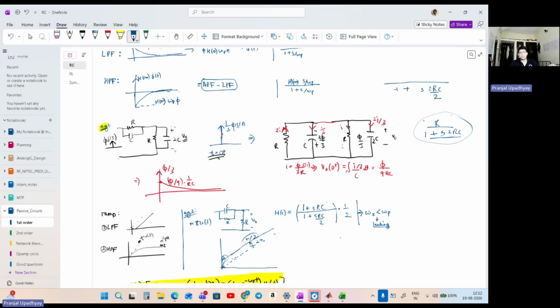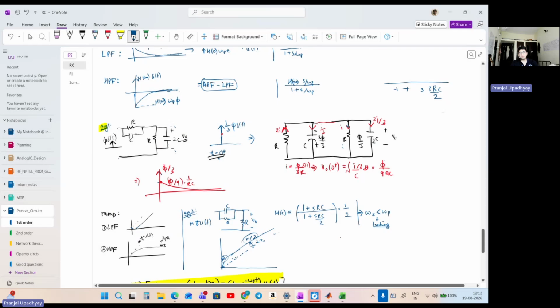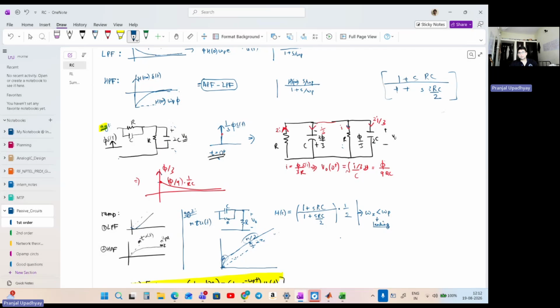Quite something obvious. So the only condition that we need to check is whether this transfer function will go to infinity, which it will at the RC time constant, right? And this is what we sketched.